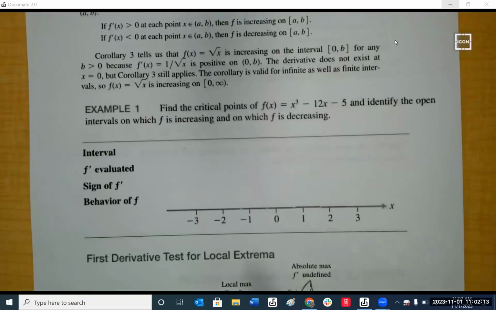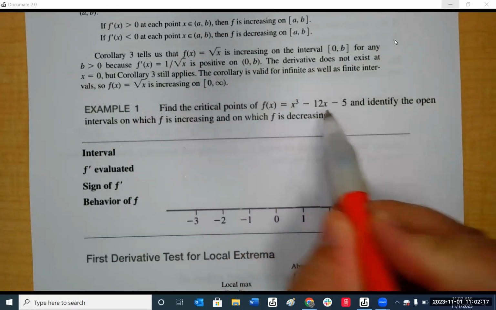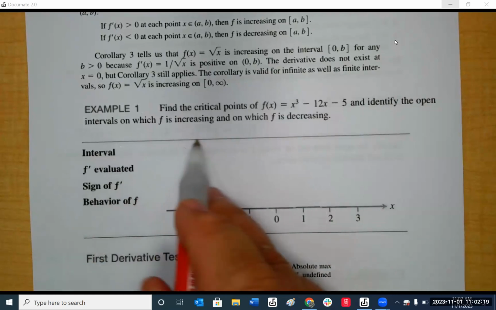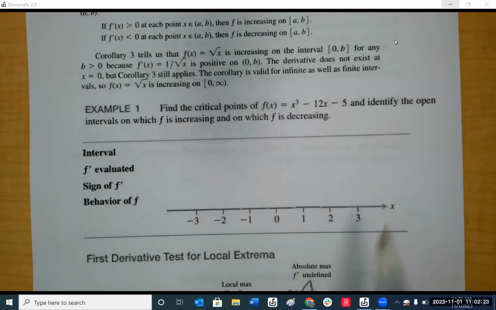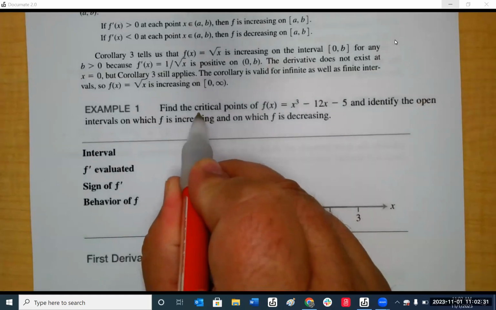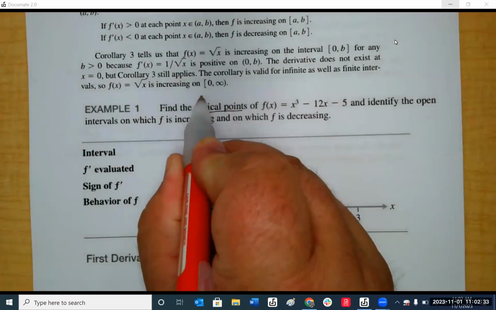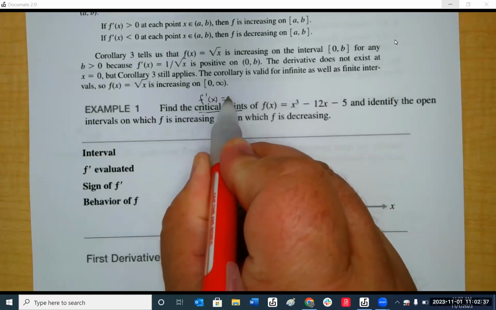All right, so example one. Find the critical points of this function and identify the open intervals in which it is increasing and which it's decreasing. And I gave you a little box down here for it. So what do we have to do first? To find the critical points are where the first derivative is equal to 0.